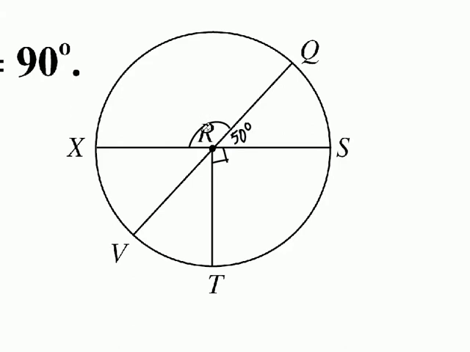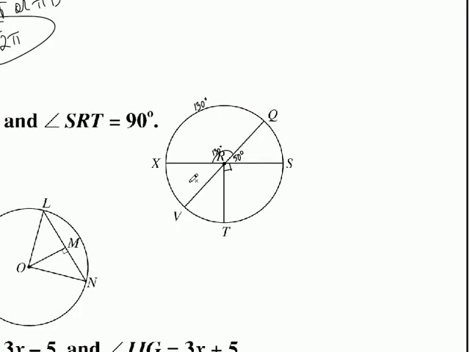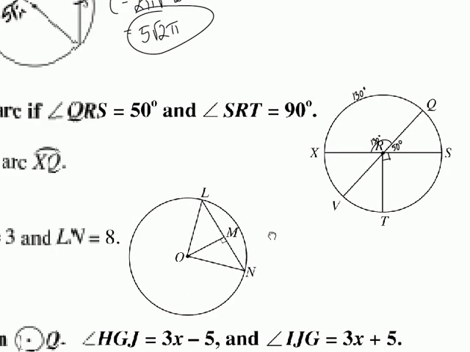So if this is 50, what's this angle right here? 130, right. How'd you get 130? You want 180 minus 50. We've been doing that all year long, haven't we? That kind of stuff, finding that supplementary angle. So what's this arc right here? It's 130 degrees. That's all there is to it. That's easy, isn't it? Let's see what else they ask you.